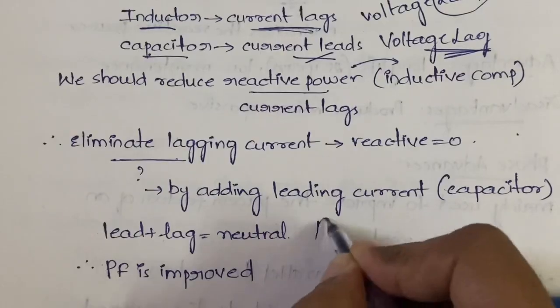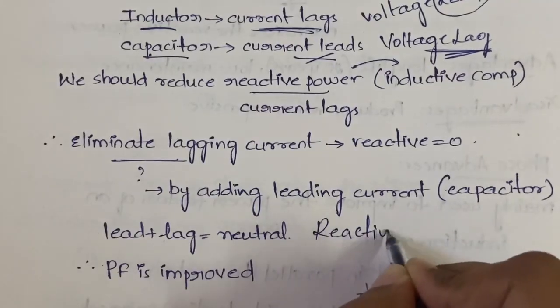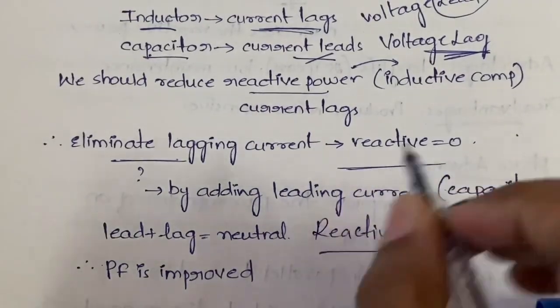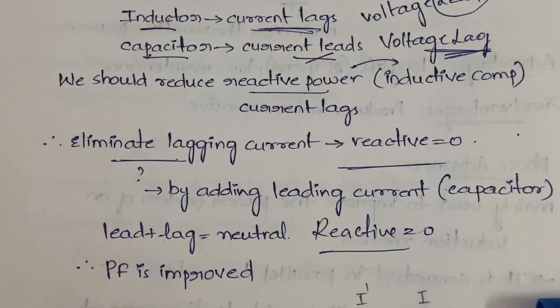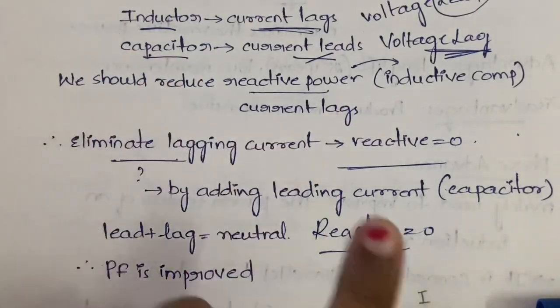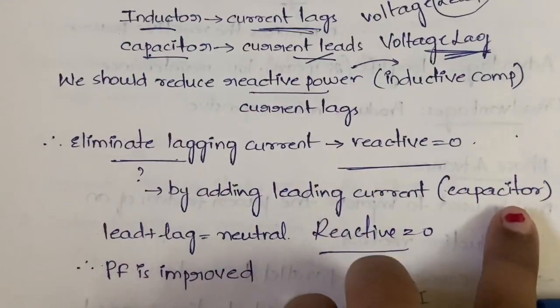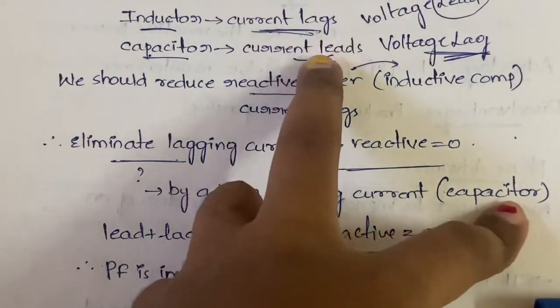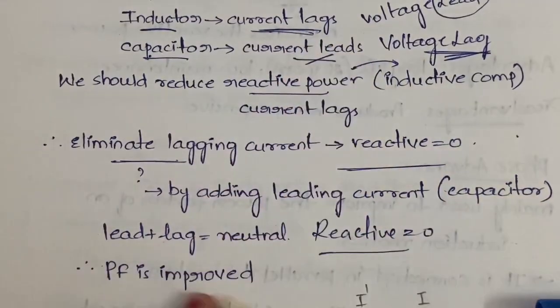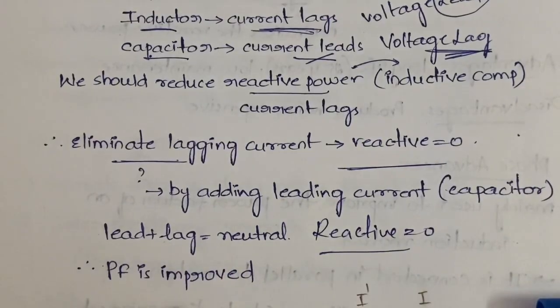That is, the reactive power will become 0. See, I have written here, the reactive power will become 0 if you are eliminating the lagging current. How to eliminate this lagging current? By using the capacitor. Why? Because capacitor is producing the leading current. So lag plus lead will become neutral, so the power factor will improve.